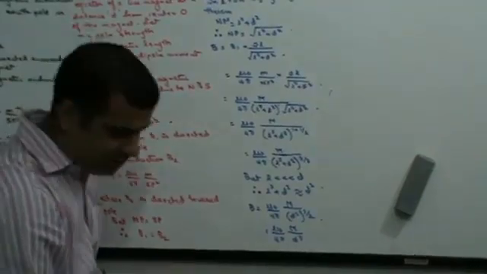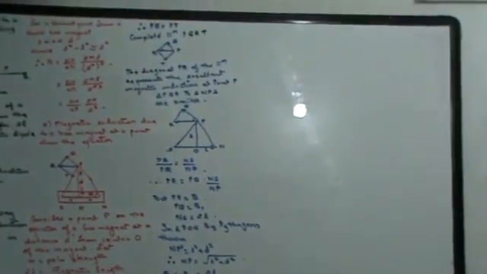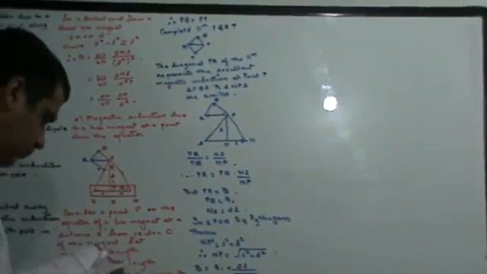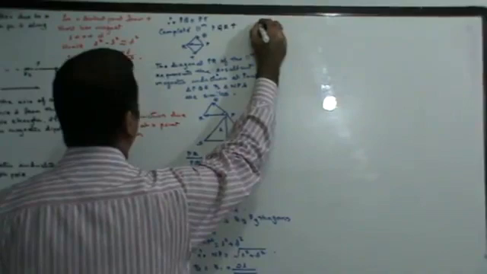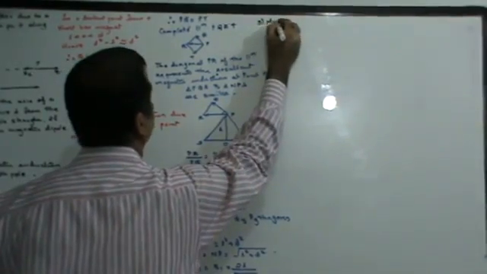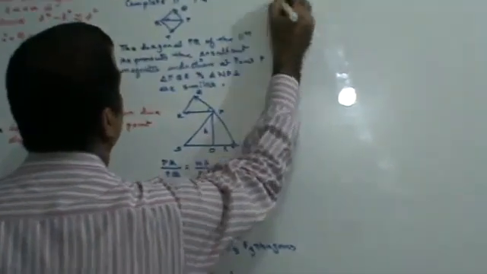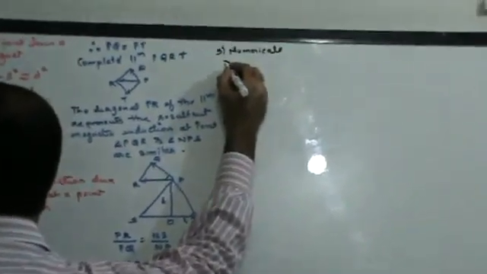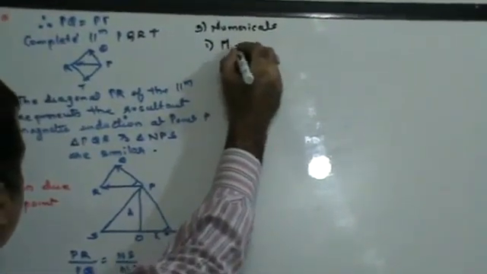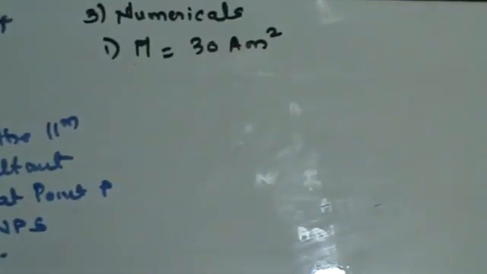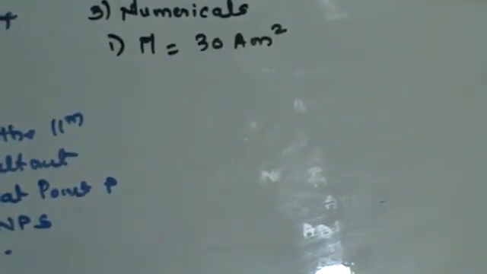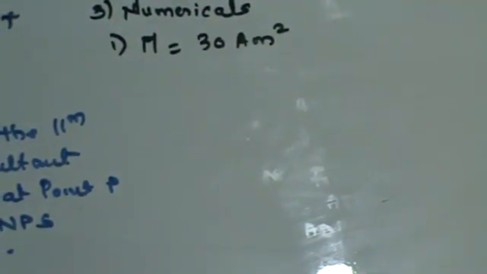Let's do the numericals please. Write the numericals down. A bar magnet has a magnetic moment of 30 ampere meter square.